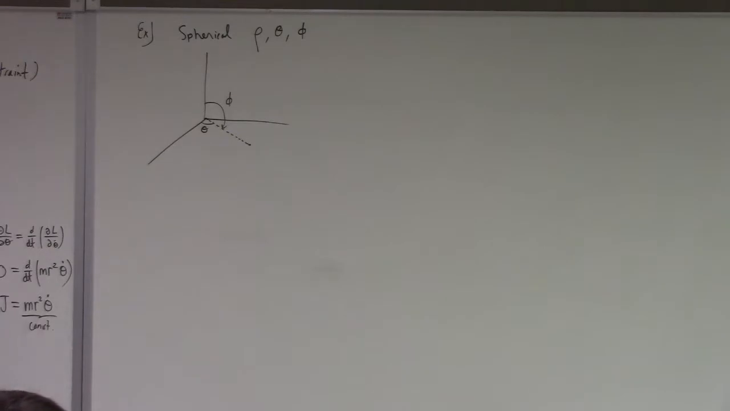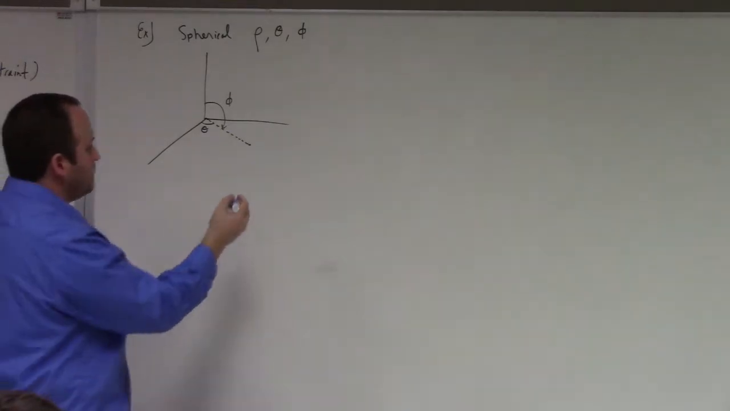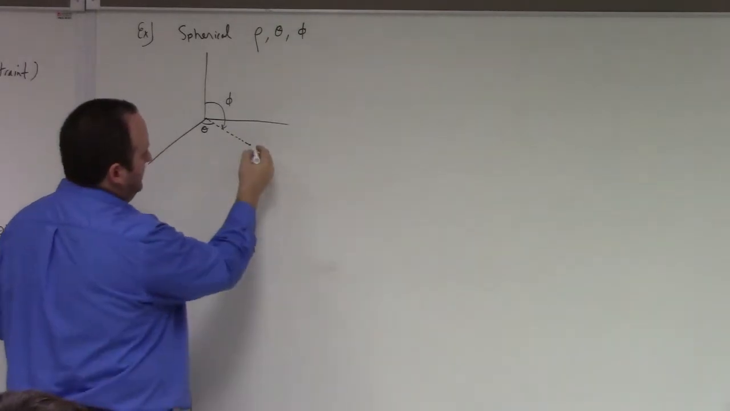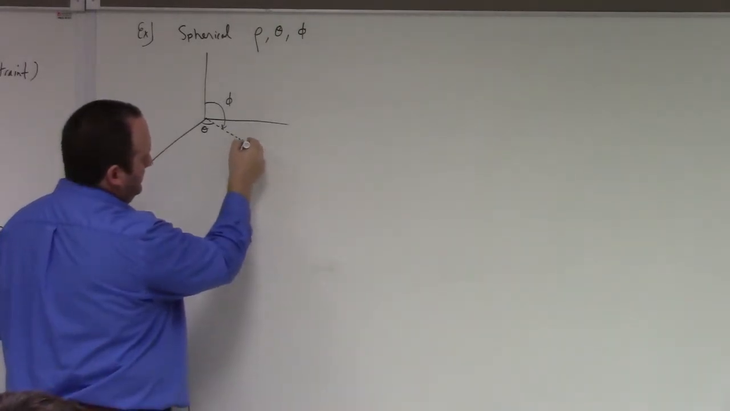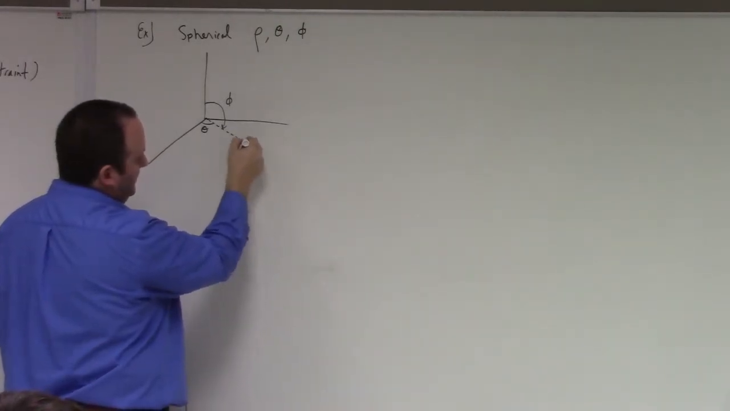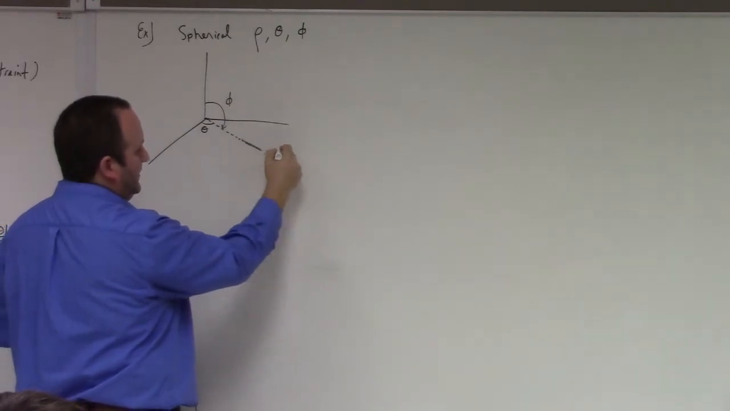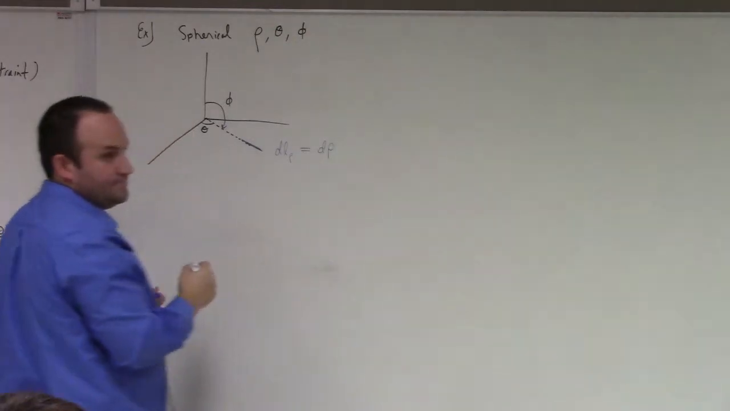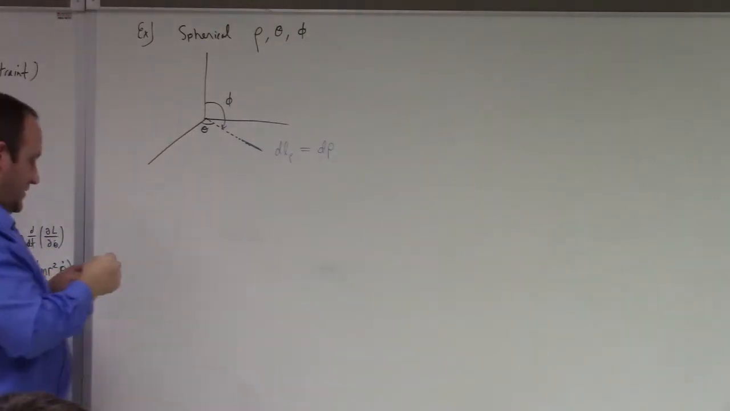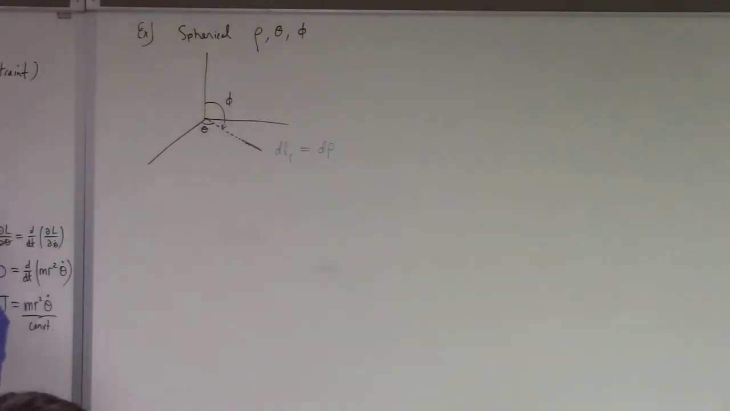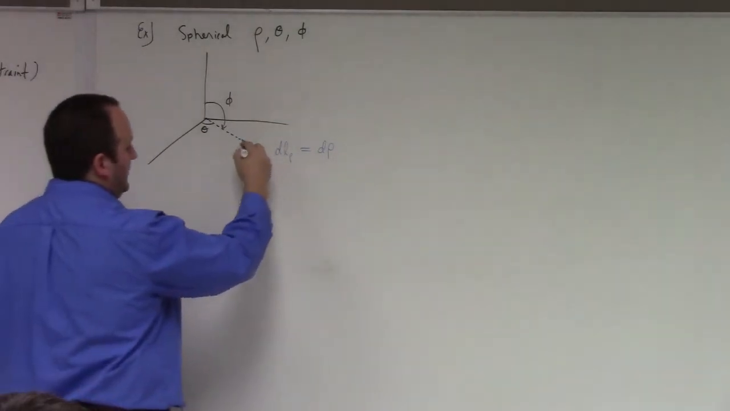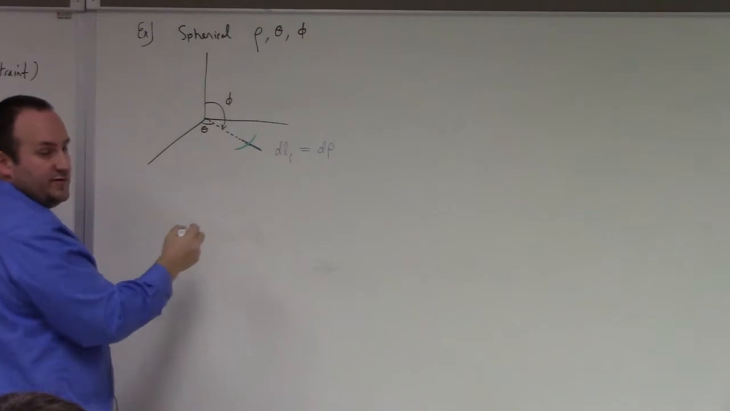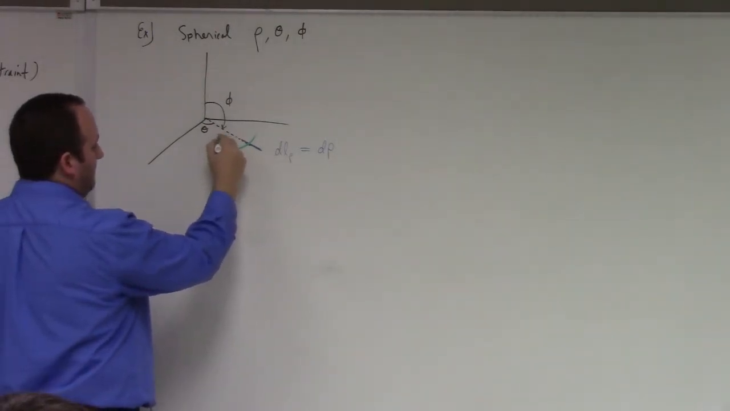So one way you can derive the kinetic energy is to think about a little motion along that direction. So this would be like dl in the rho direction. Well, that's just equal to d rho. If you look at a little arc in the theta direction, so that'd be in the xy plane, it would be like along this circle, right? What's the radius here?